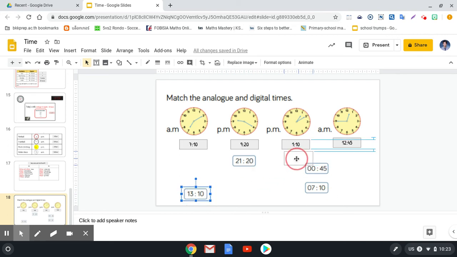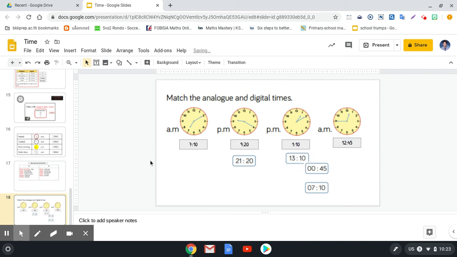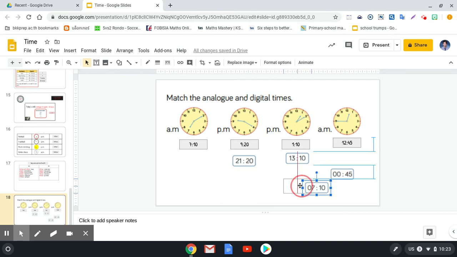The reason for that is that 1 p.m. is 1 hour after midday. So I can do 12 plus 1 is 13. I now have my 2 AM times. Now let's have a look at this one, because this is 45 minutes after midnight.